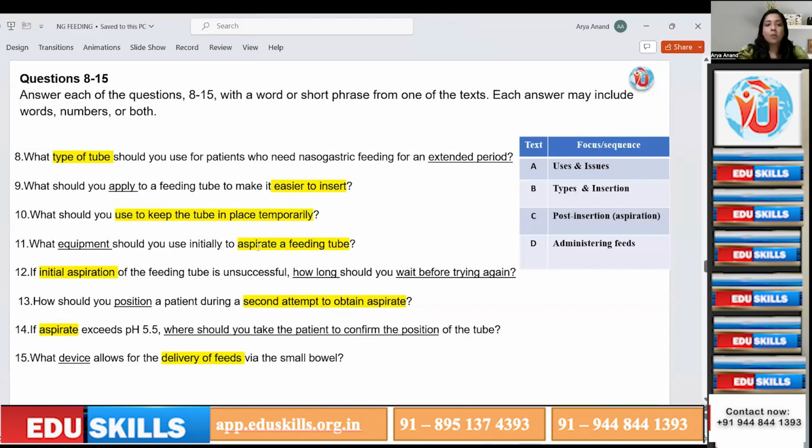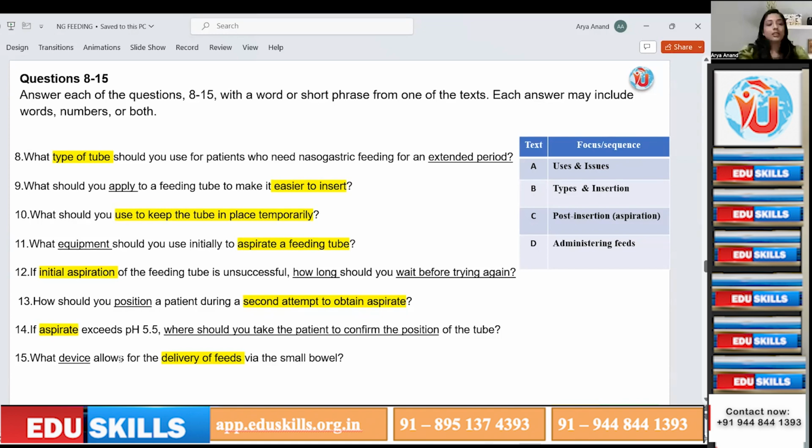C. Initial aspiration of the feeding tube is unsuccessful. How long should you wait before trying again? C. How should you position a patient during a second attempt to obtain aspirate? B. Aspirate is pH 5.5. Where should you take the patient to confirm the position of the tube? C. Okay.